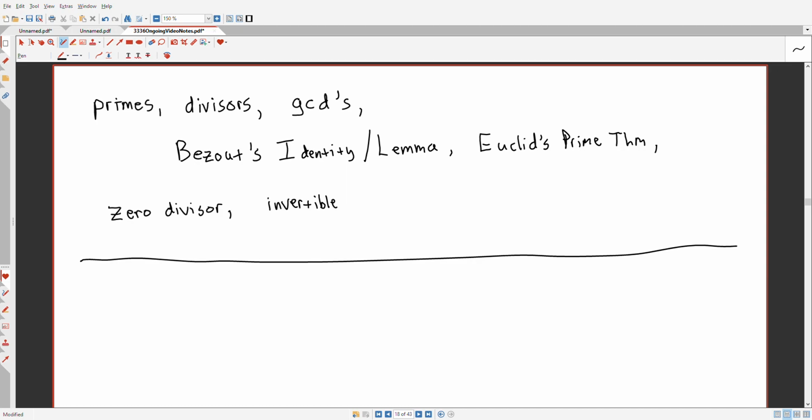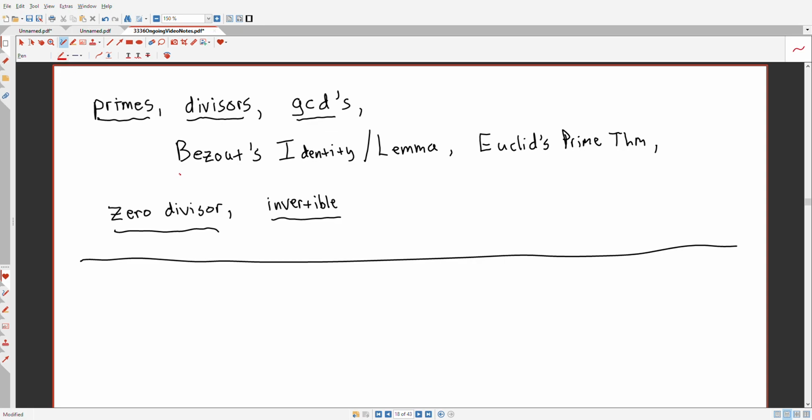Topics that we're going to try to discuss here include what I have written above. Some of the terms that we're going to discuss are primes. I'm going to start by actually going over what a divisor means. Then we're going to talk about GCDs, or greatest common divisors. We're going to talk about elements being zero divisors, mod n, and we're going to talk about elements or integers being invertible, mod n.